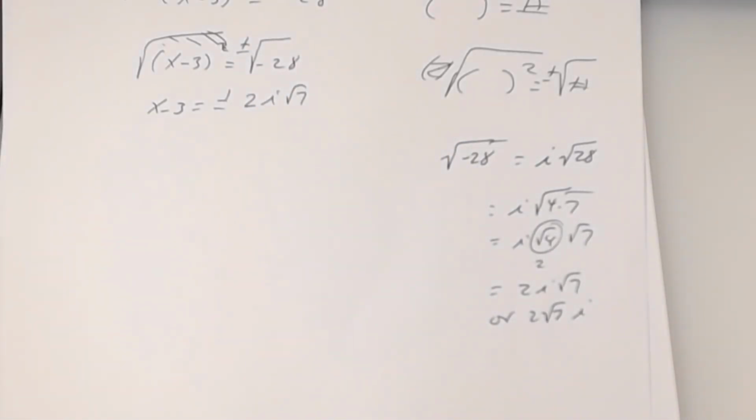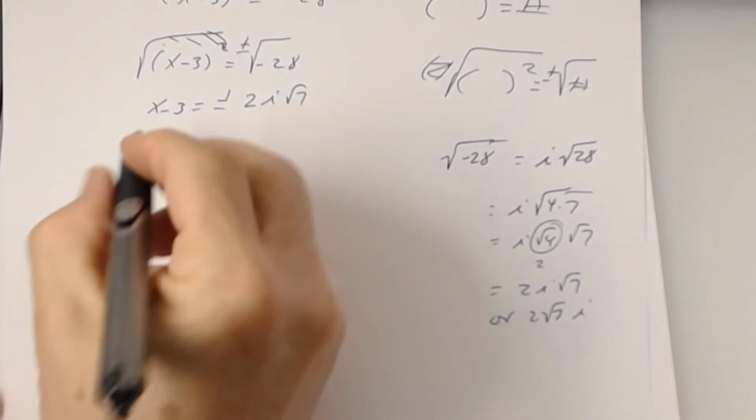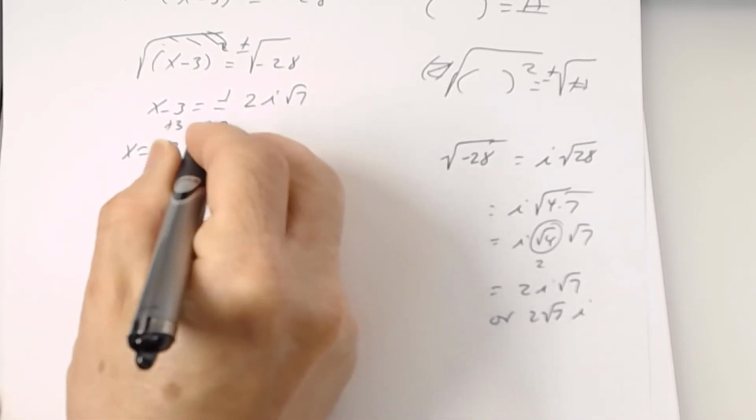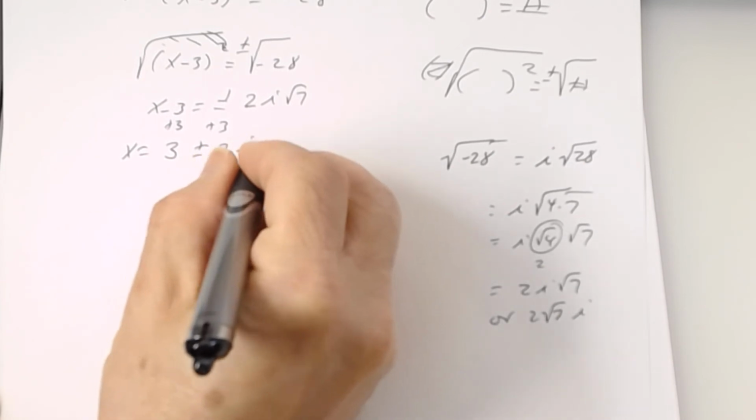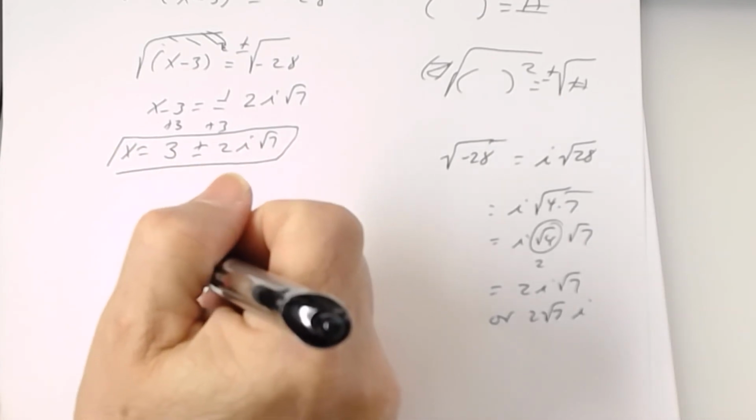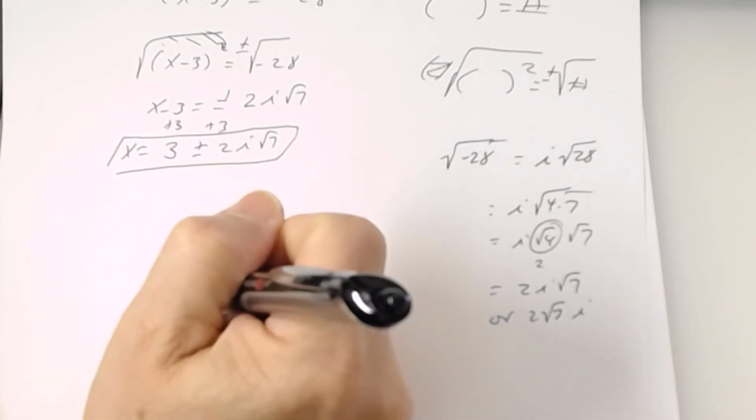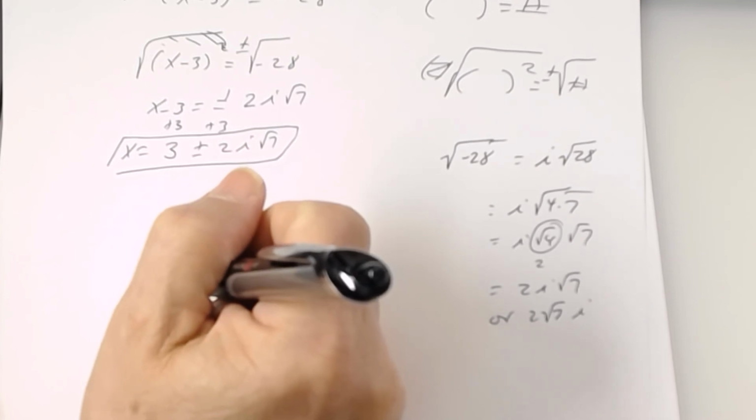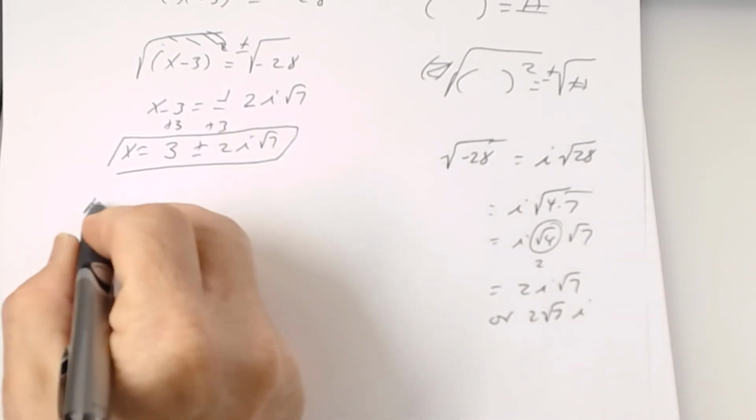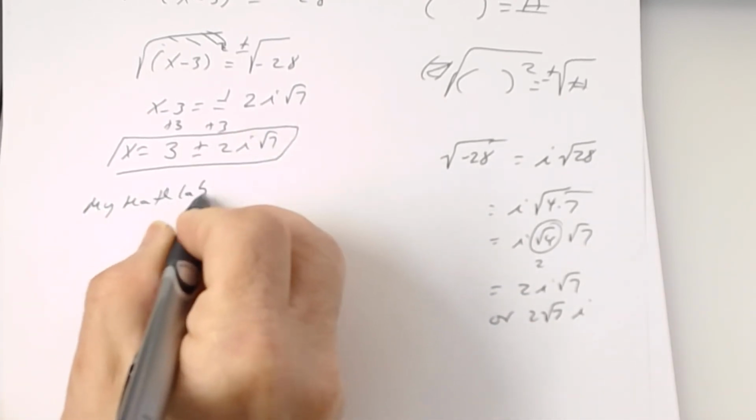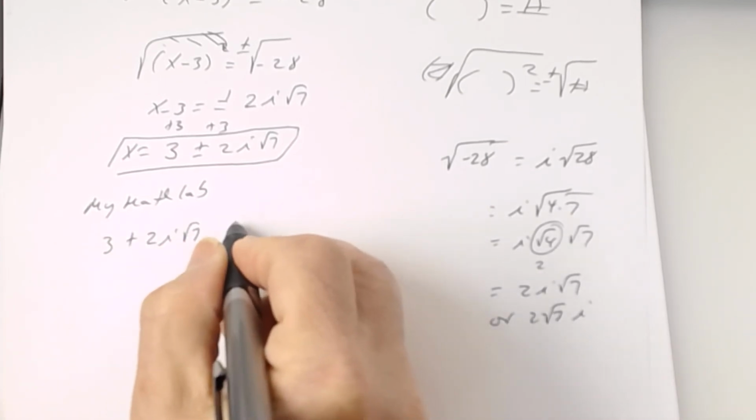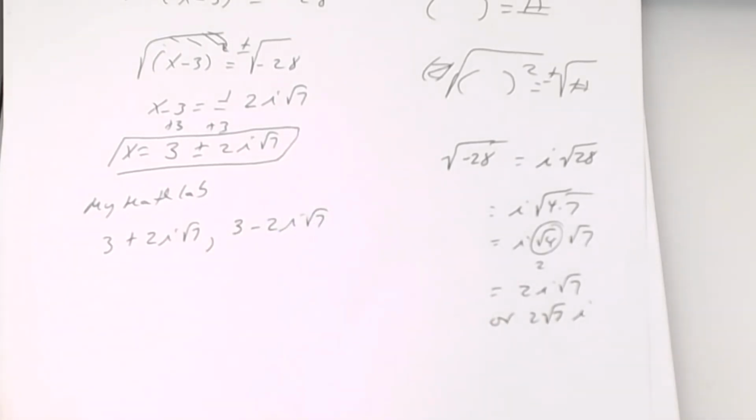And then all you do is get x by itself by doing what to both sides? Add 3. So x equals 3 plus or minus 2i square root of 7. Now, you can leave your answer like this on the worksheet. On my math lab, though, they ask you to separate the solutions using commas. How many solutions do I have? 2. So in my math lab, you're going to say 3 plus 2i square root of 7, comma, and what's the other? 3 minus 2i square root of 7.